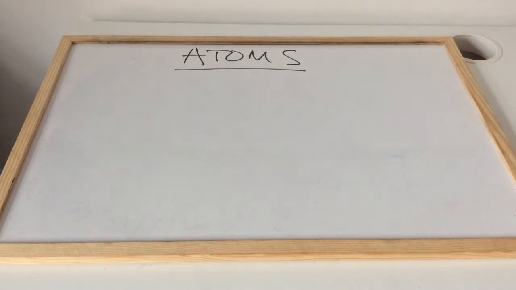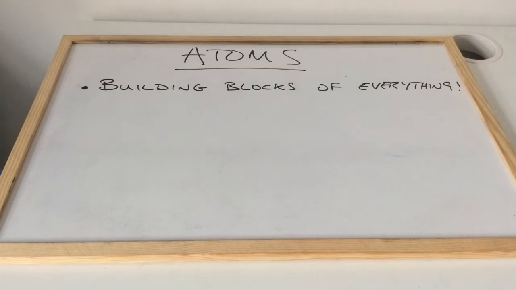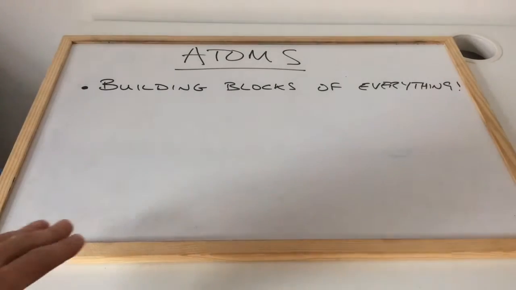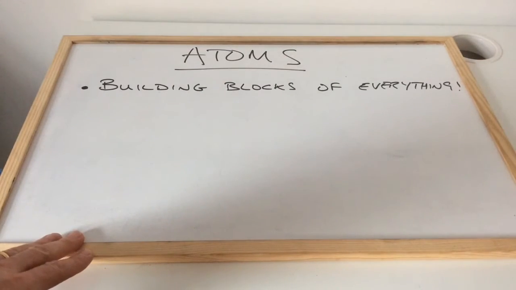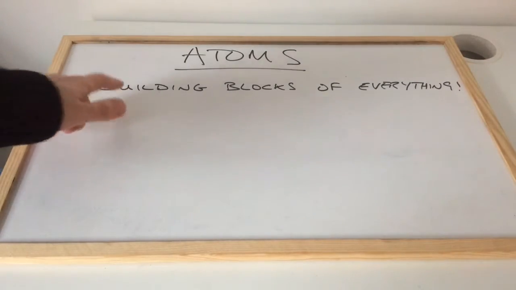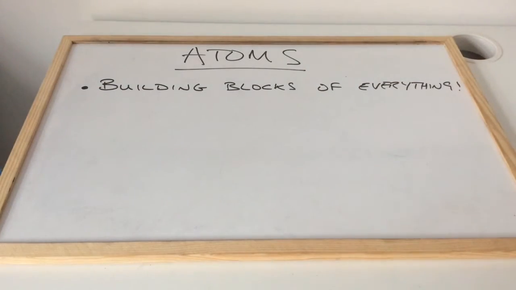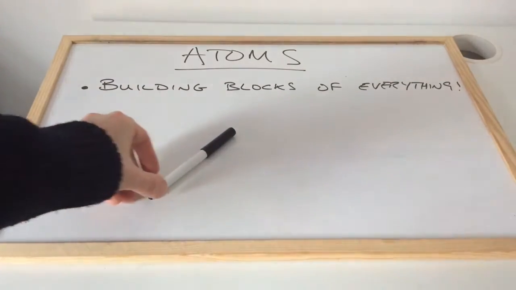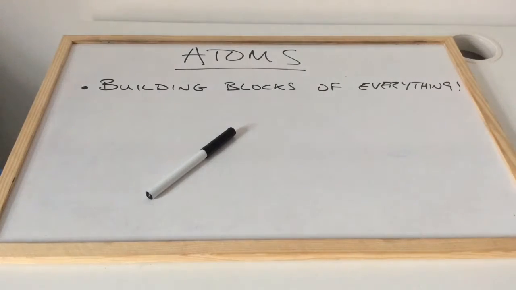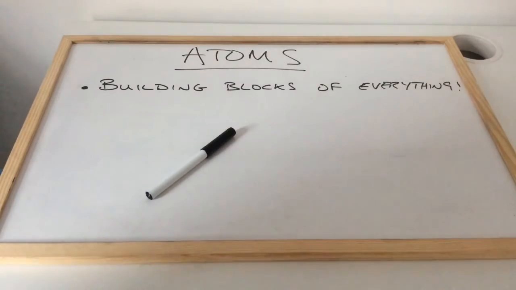In this video, I'm going to look at atoms. So the first thing we need to say is that atoms are the building blocks of everything. This whiteboard's made from atoms. The ink on the whiteboard pen is made from atoms. The whiteboard pen's made from atoms. And we are made from atoms.